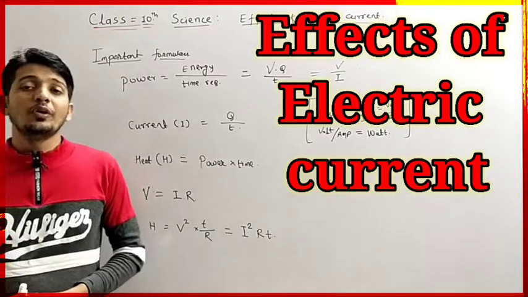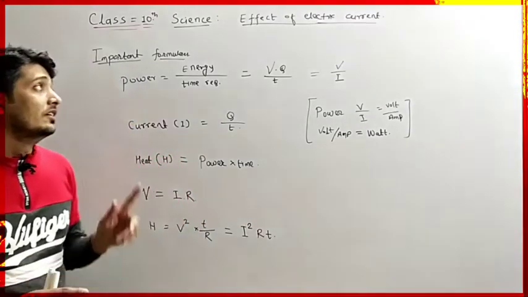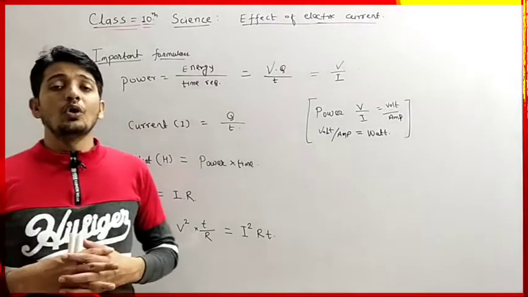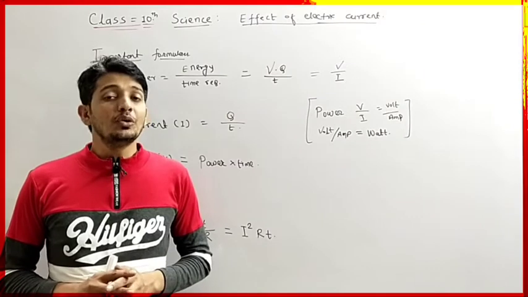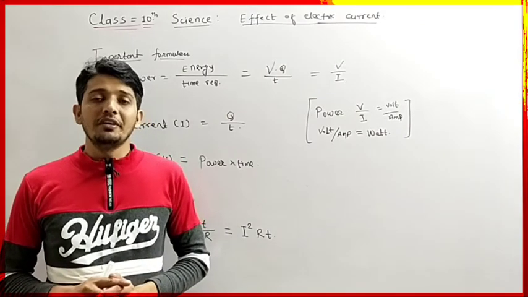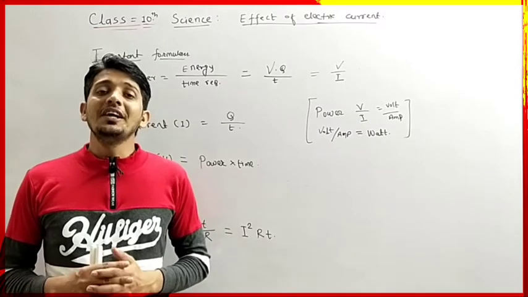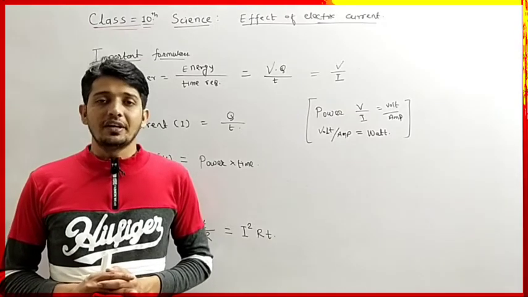So today we are going to start the next part of our chapter called Effect of Electric Current. In the previous video we have already understood how electric energy is converted into different forms of energy with the help of different electronic devices. In this chapter we will learn about the heating effect of electric current and the magnetic effect of electric current.